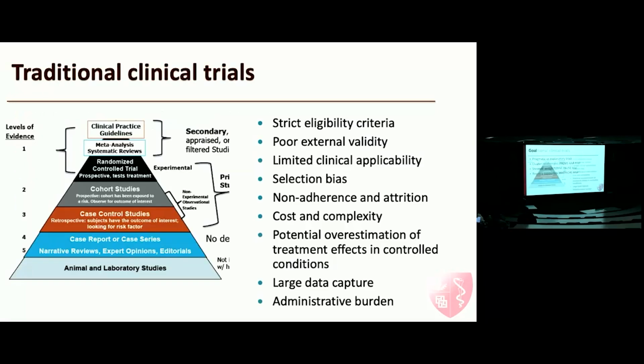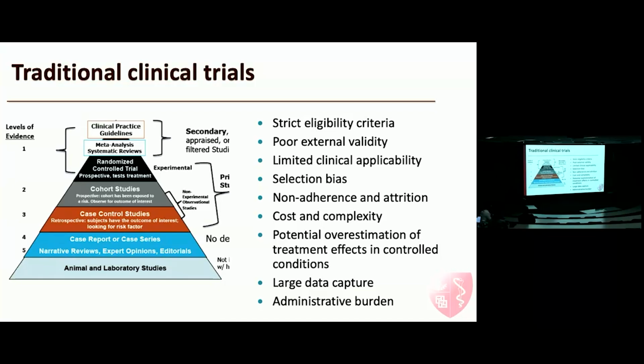So let's get started. In the pyramid of evidence, traditional clinical trials are at the top of that pyramid. If you want to prove conclusively that some intervention works, you have to do an RCT, and then multiple RCTs lead to generation of clinical practice guidelines, meta-analyses, and systematic reviews. But traditional clinical trials that have been run for decades are very strictly controlled trials.